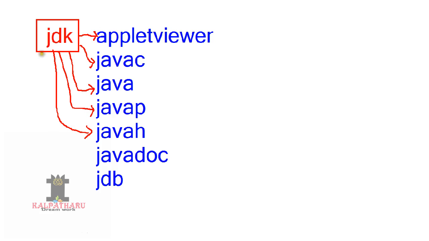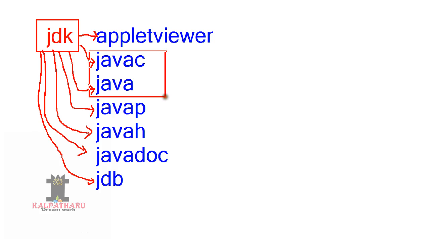For the C headers, we use the header generator. For HTML documents, we have Javadoc. And finally, JDB is the Java debugger. This simple JDK contains all of this. Without the JDK, you cannot use any Java. The complete Java is within the JDK. These two things are very important: the Java compiler and the Java interpreter.